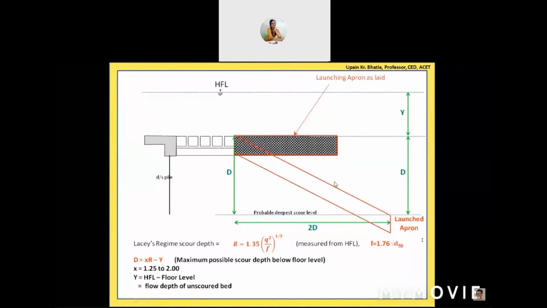And if you see this top line, it is up to this deepest scour level. And this horizontal dimension is twice D, and this vertical dimension is D. So in this particular triangle, we will be doing some calculation. This launching apron is supposed to maintain its thickness of 1 meter. That is also in the guidelines, that at least a 1 meter thick launched apron should be there. And we'll be using this 1 meter in the calculation of the quantity of stone. But if you see this triangle, height is D, base is 2D, then this dimension, how long will it be? Can you calculate it?